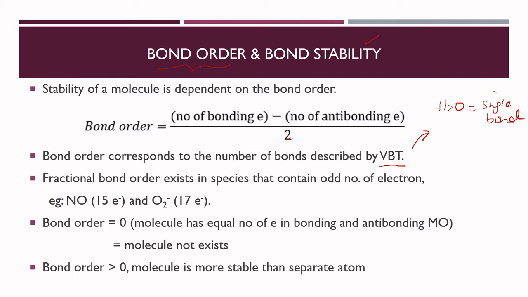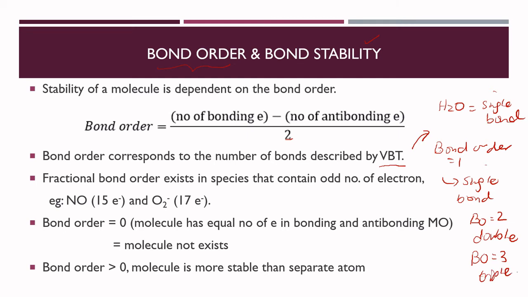So in molecular orbital, it will also show bond order of 1. For example, if bond order equals 1, it is a single bond. If bond order equals 2, it means a double bond. If bond order is 3, it means a triple bond.